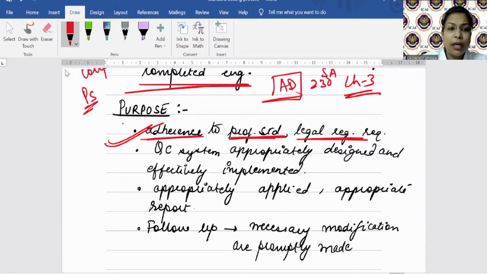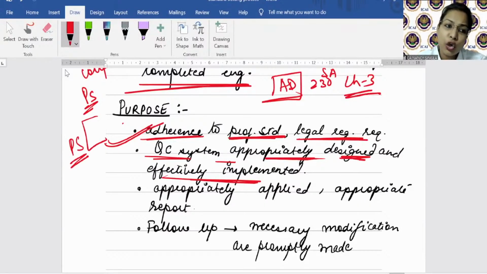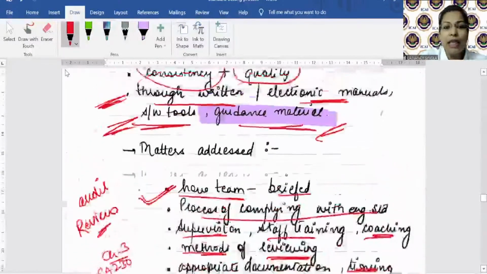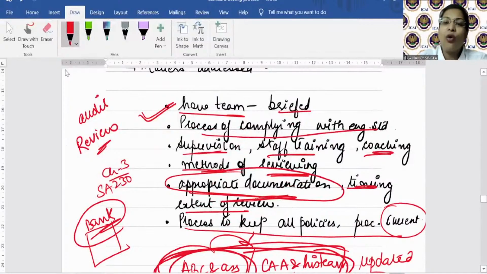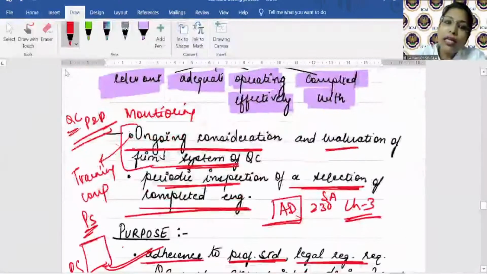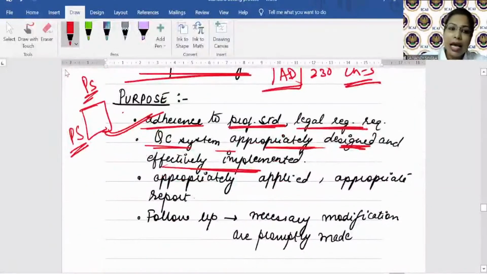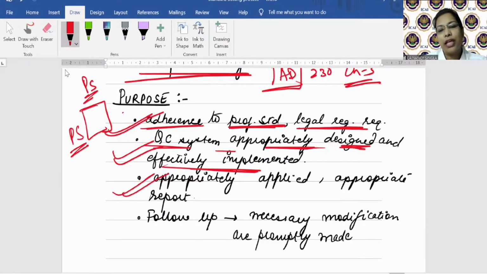Then the purpose is that the quality control system is appropriately designed and effectively implemented. पता चल जाएगा ना कि प्रोफेशनल स्टैंडर्ड से कंप्लाई हो रहा है या नहीं, डॉक्यूमेंटेशन जैसे मेंटेन होना चाहिए था. For example, here in engagement performance there is a point that documentation has to be maintained like this. Now when after 2 years I am having a look at how the documentation was maintained, I will be able to know whether the quality control system was appropriately designed and effectively implemented and whether an appropriate report has been issued.